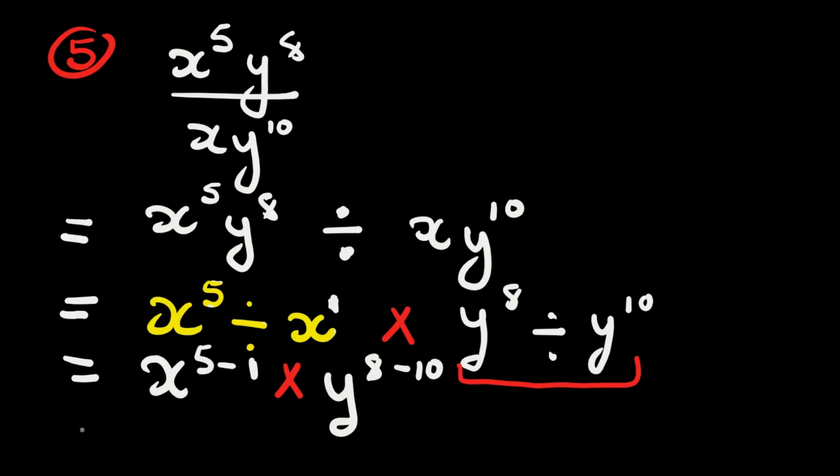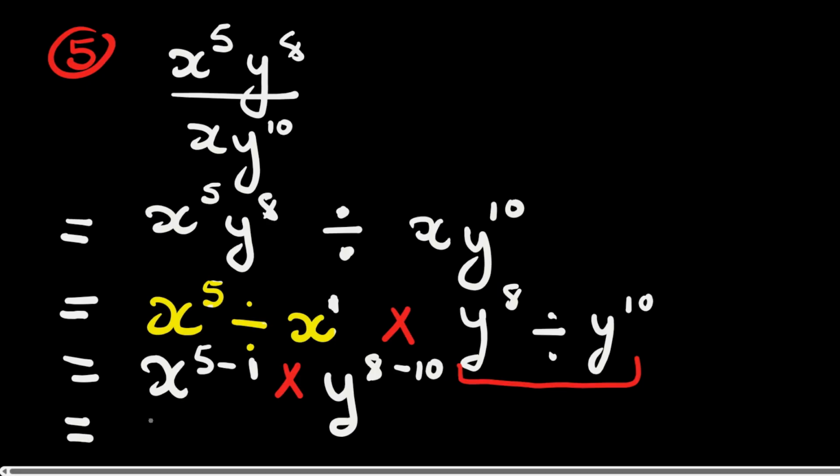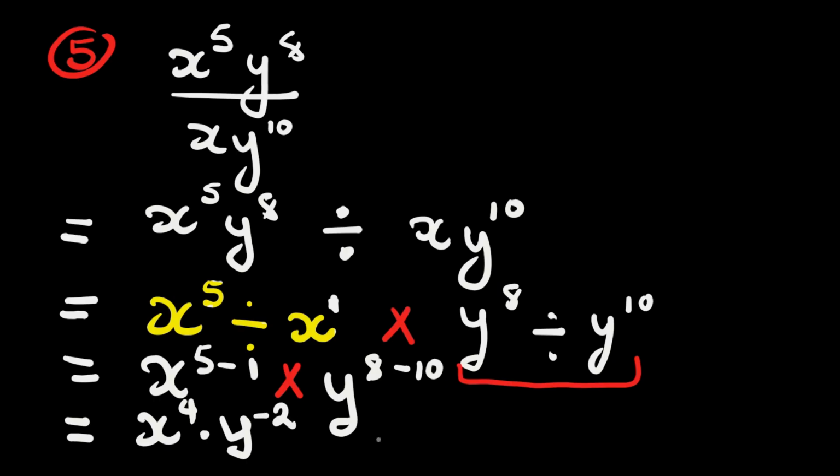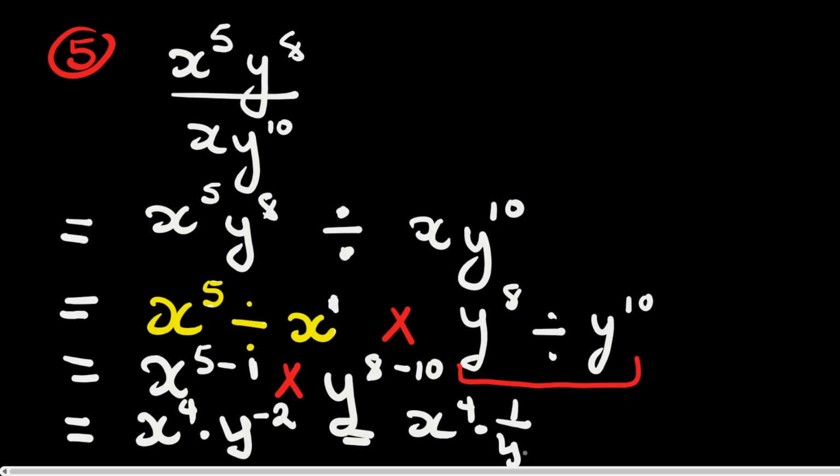Then from here, our answer is x to the power 4 multiplied by y to the power negative 2. In fact, this is not our final answer because y has a negative exponent. So we know that our answer now would have to be x to the power 4 multiplied by 1 over y to the power 2.